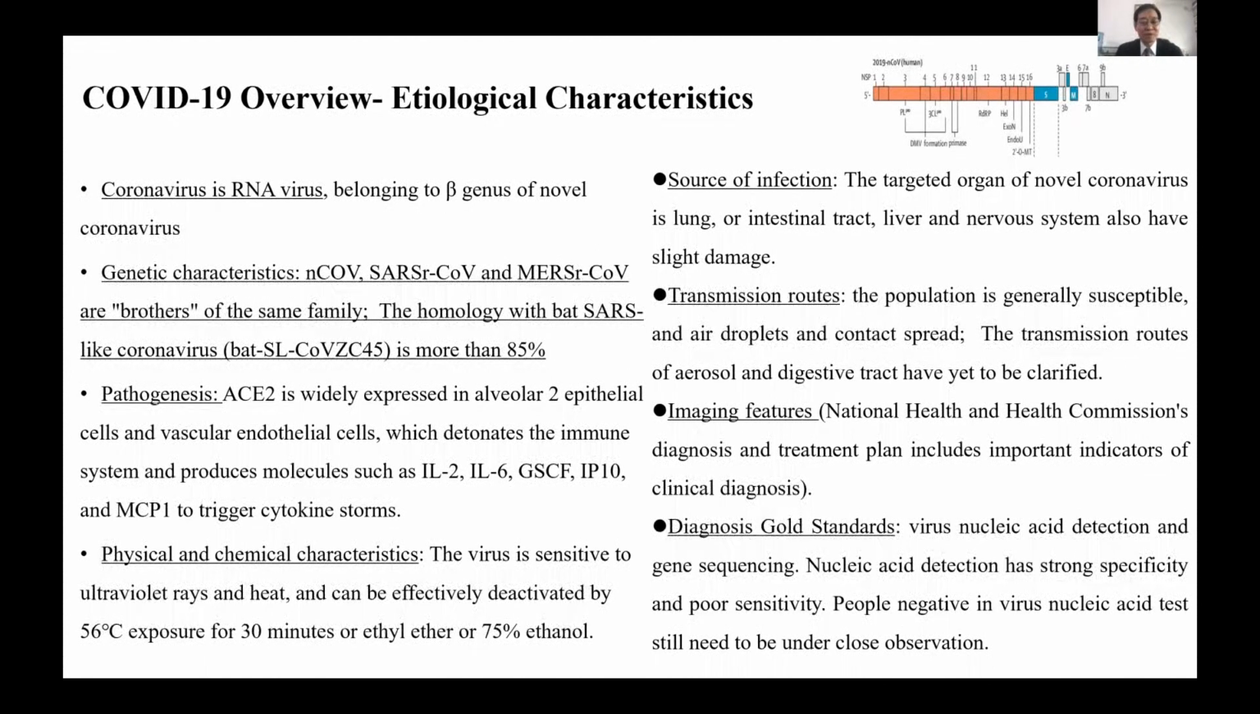Pathogenesis: ACE2 is widely expressed in alveolar type 2 epithelial cells and capillary endothelial cells. What to notice is that the immune system produces molecules such as IL-2, IL-6, G-CSF, IP-10, and MCP-1, which cause cytokine storms.